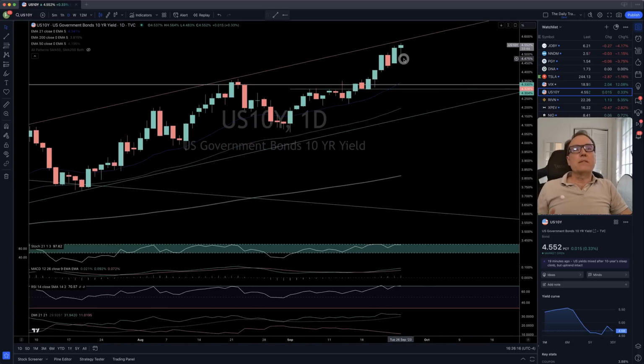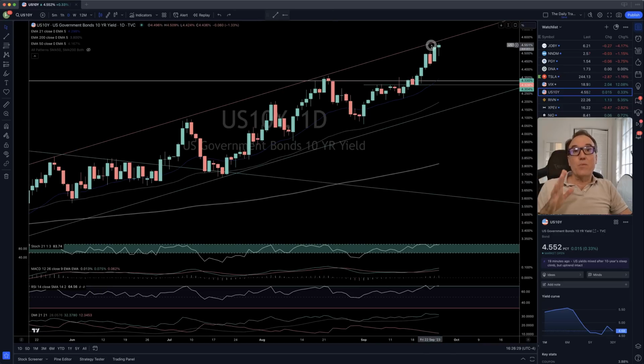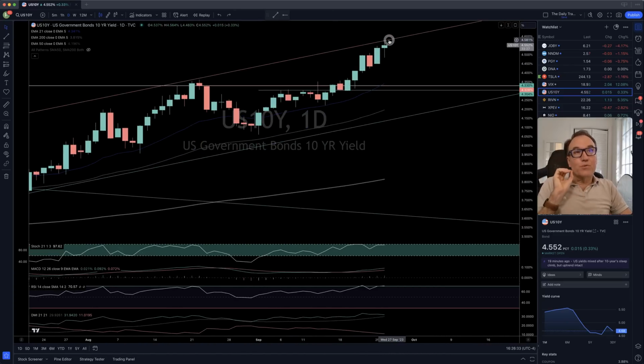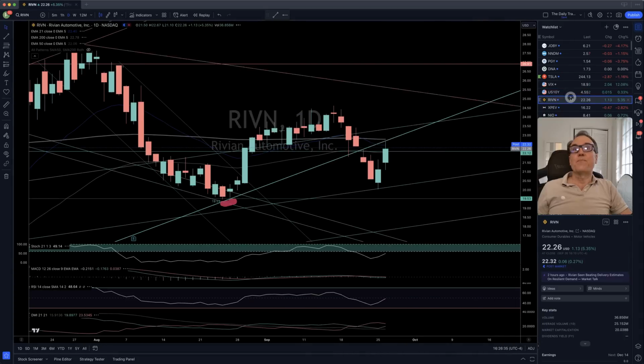US bonds is inching higher, so 0.015. It's still within the bullish channel. It still has some room to reach the resistance.